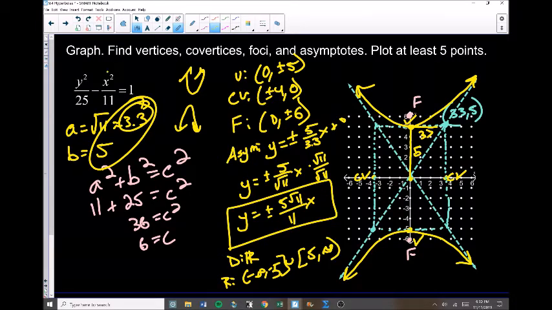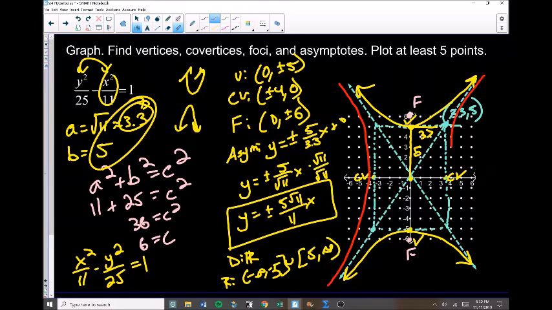Now, just so you know, if the x values and y values were switched, so if the equation was x squared over 11 minus y squared over 25 equals 1, the box would be the exact same. The asymptotes would be the exact same. The vertices and covertices would just switch their spots. This graph would just look like this. So what was a covertex is now a vertex. What was a vertex is now a covertex. And the foci would still be at 6, but it'd be 6 left and right, not 6 up and down. So that would be a different looking hyperbola if the x values came first and not the y values. That's what happened here.